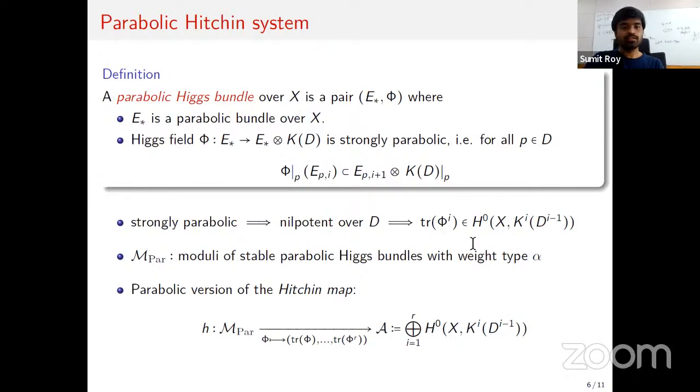Okay. And suppose this is the moduli space of stable parabolic Higgs bundles with type α and fixed rank, fixed degree. And then we have the parabolic Hitchin map. Okay. So it sends, again, the map. I mean, the definition is the same, but the only difference is that the Hitchin base, that is the vector space here, is different from the previous one. But the definition is the same. It sends the Higgs field to the coefficients of its characteristic polynomial.